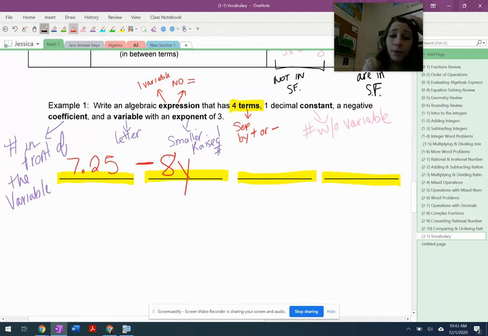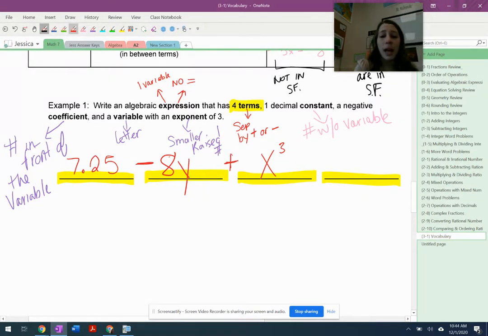And a variable with an exponent of 3. So a variable with an exponent of 3, x to the 3rd power. I need an operation in between there. I have to use either addition or subtraction, so I'm just going to put a plus sign. Now, I still need one more term, but I've already filled all my requirements, so that's when you make something up and you put something in there. Minus 150y squared. That's it. That's all.